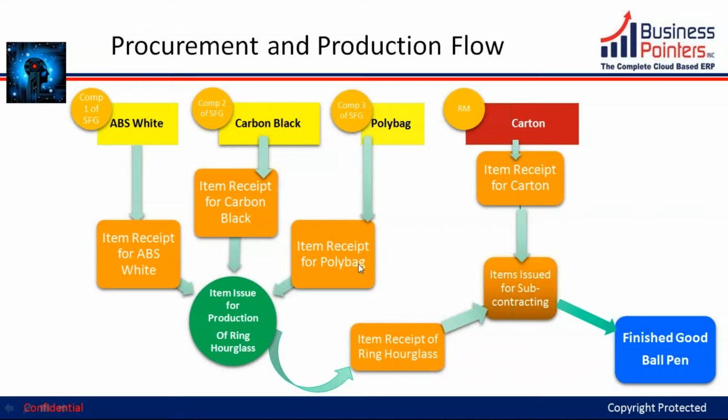Once we have the raw material required to make that ring hourglass, then we will do an item issue for the production of the semi-finished good first. Once the item issue is done for the semi-finished product, we will do an item receipt of the ring hourglass, which was our semi-finished good, into the system. And then we have also done an item receipt of carton, which was the raw material used with the semi-finished product to make the finished product. So we are also doing an item receipt of the other raw material and the item receipt of ring hourglass, and then they are issued for assembling or subcontracting to a different vendor. So once it's being issued for subcontracting, the next is we will be receiving finished good, which is the ball pen, into the system.